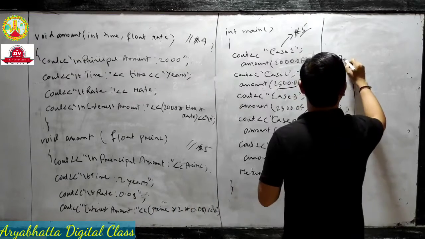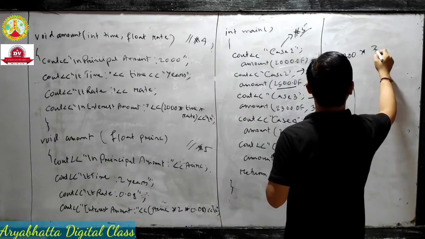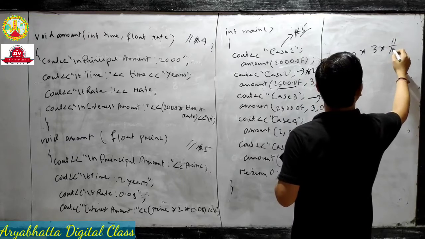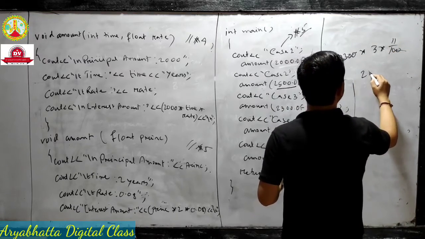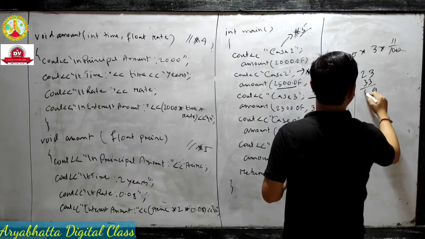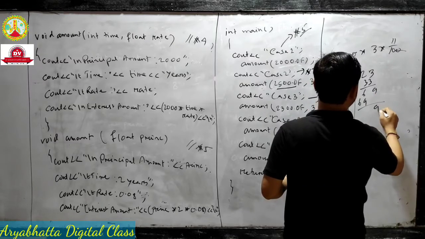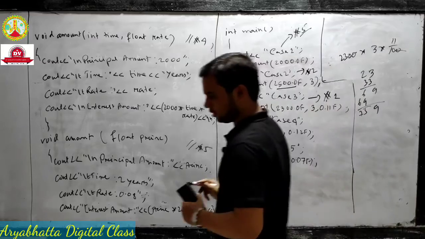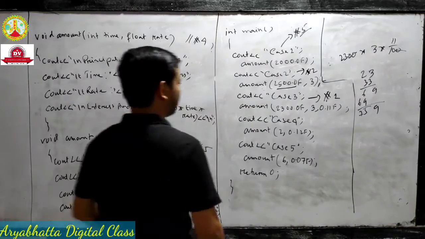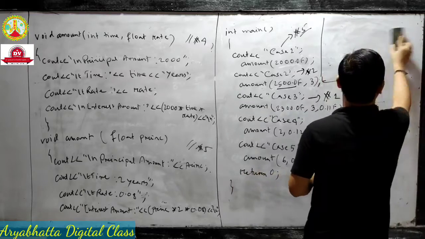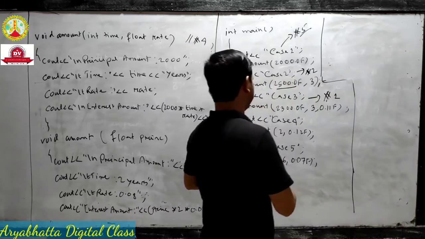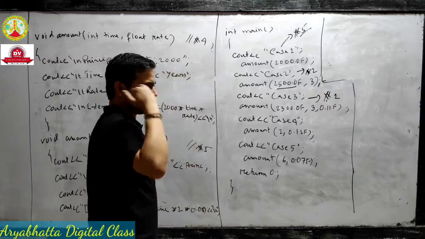And what is the output? I directly write 11 by 11, I think 759. In case 3 the interest amount is 759. Okay, and now case 4, I hope you understood.